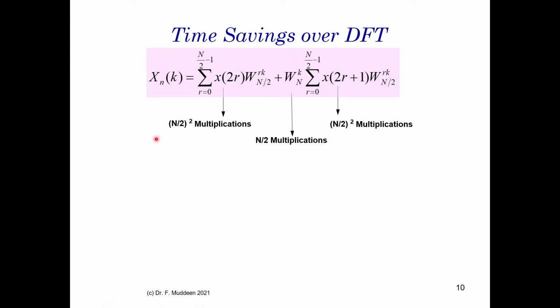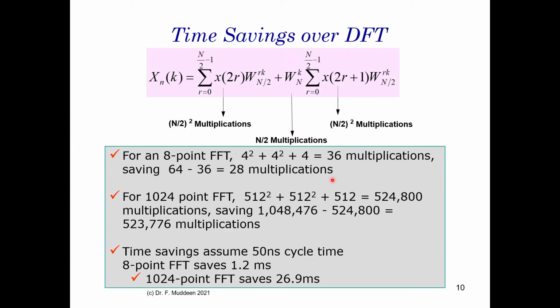And if we analyze the time savings for these, we see that instead of having all those massive computations that we just had when we did the DFT straight, we have a good time saving factor for doing the FFT here. So we see for 8 points, instead of having 64 calculations if we did the DFT, we now only have 36 calculations to watch out for. So we save a factor of 28 multiplications.